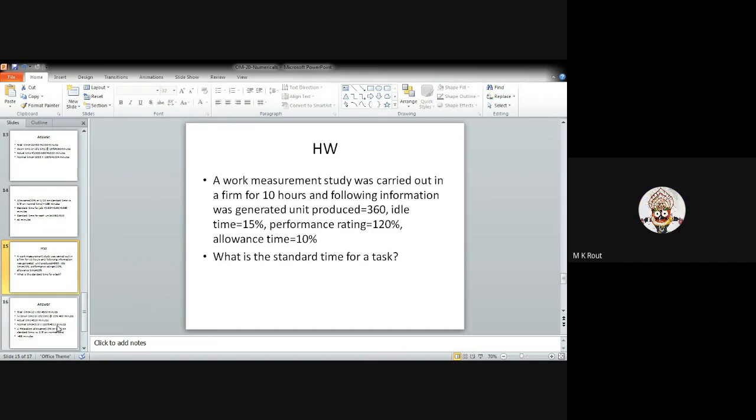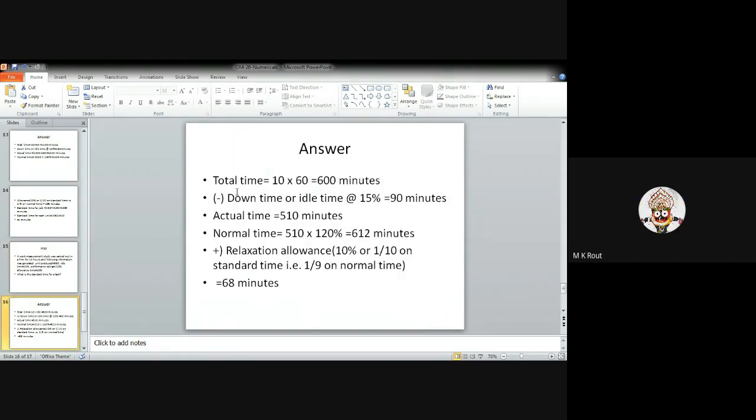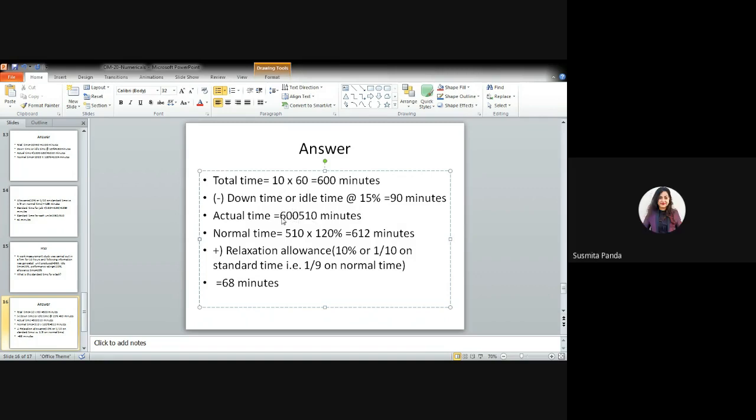Exactly. So here I can show you that one. The total time is given 10 into 60 minutes, that is 600 minutes. This is the first step. Because in case of idle time, no work is concerned or no working state is there, that time should be minus from the total time. So the actual time equals how much? 600 minus 90, that equals 510 minutes. Is it clear? Yes, sir.